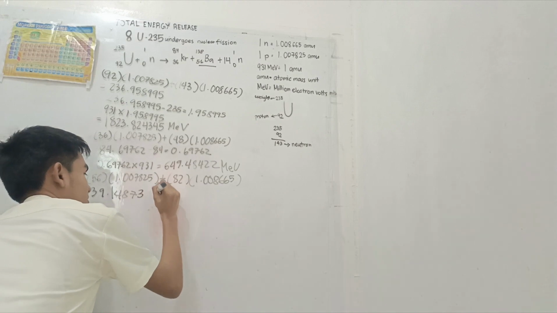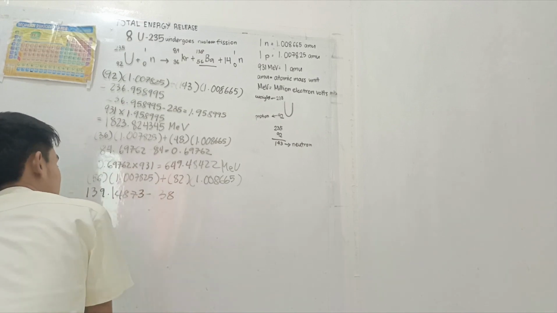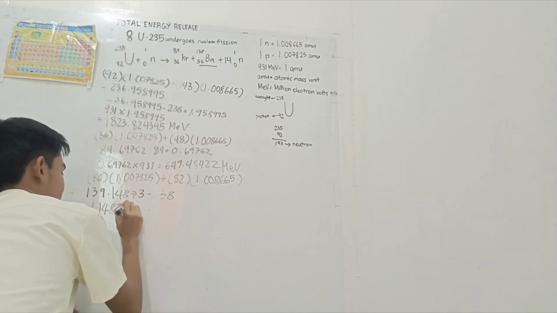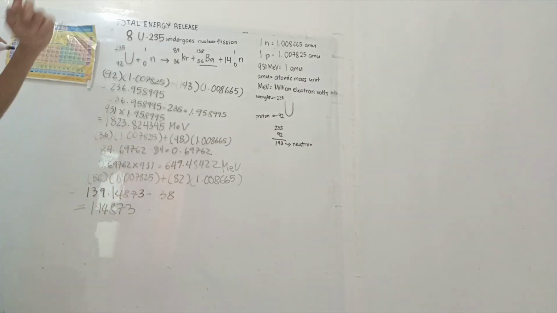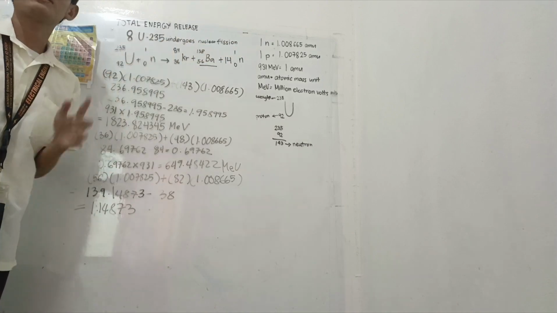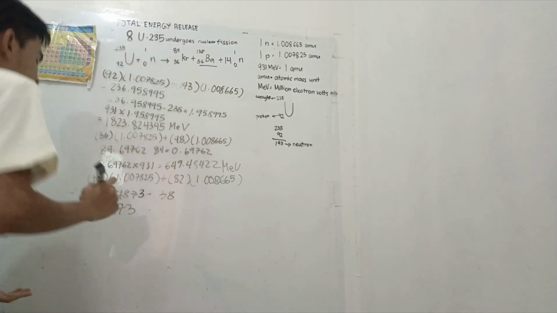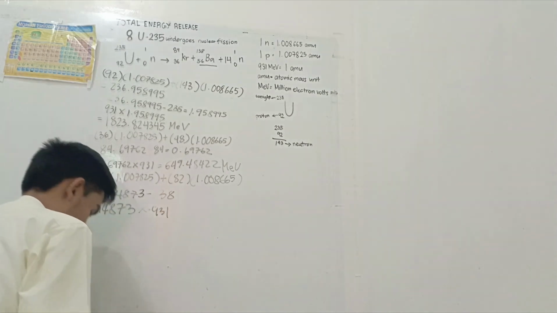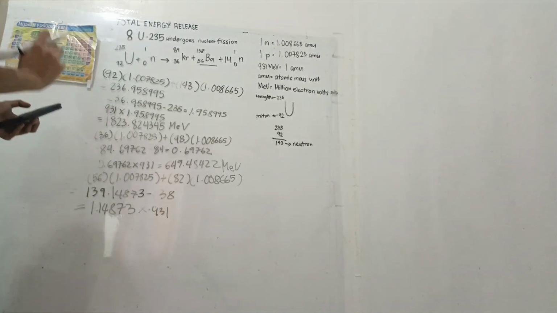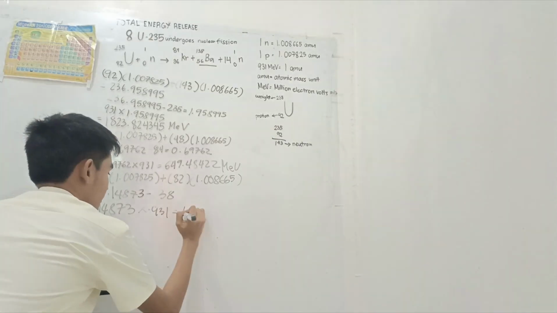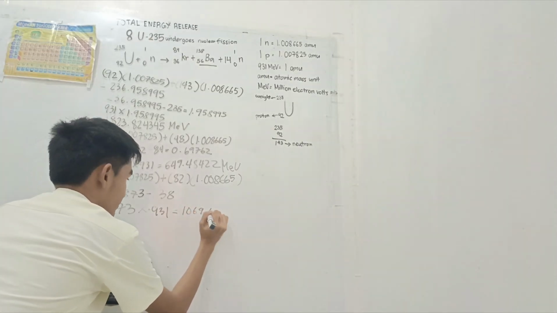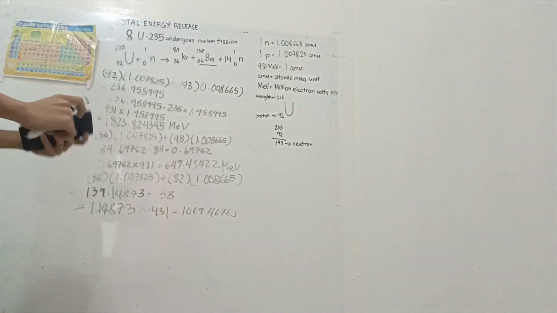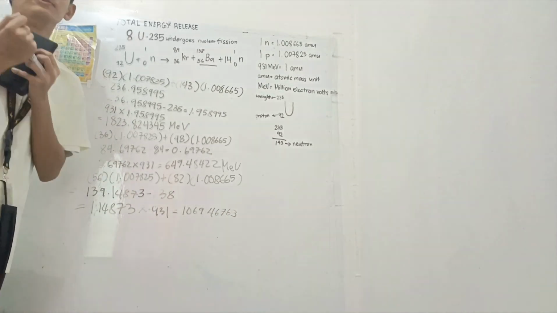139.14873 minus 138, which is equivalent to 1.14873. Ngayon, may isang step pa tayo, which is i-multiply natin sa 931 para maging MeV. Times 931. Ngayon, pag pinag-multiply natin yan, ang sagot ay 1,069.46763.